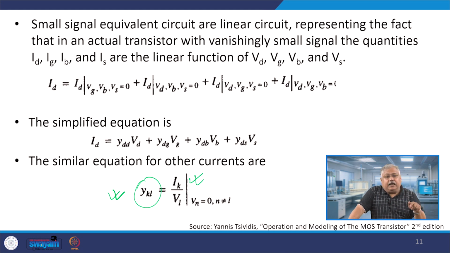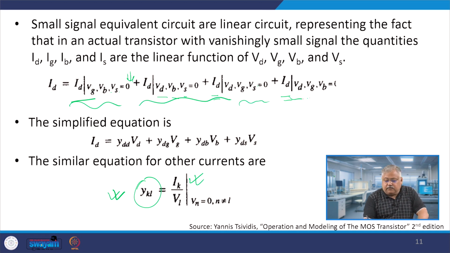So, I can write down ID by applying the principle of superposition, calculating the value of ID when you apply a VD and VG, VB, VS are all equal to 0. Similarly, find ID when VD, VB, VS equal 0 and there is only a VG applied. Similarly, find ID when VD, VG, VS equal 0 but VB is non-zero. Find ID when VG, VD, VB equal 0 but VS is not equal to 0. And therefore, it consists of 4 terms: 1, 2, 3 and 4. So, if you look at this simplified expression, I get ID equals YDD VD and so on.